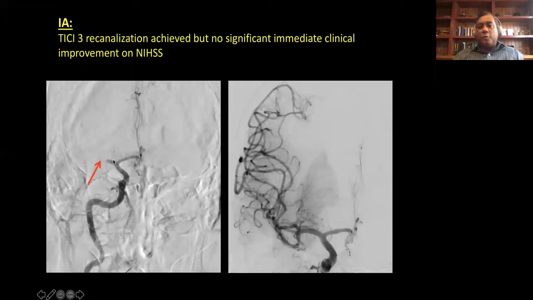Home with a modified Rankin score of 4. So you see, imaging tells you potentially what's likely to happen.